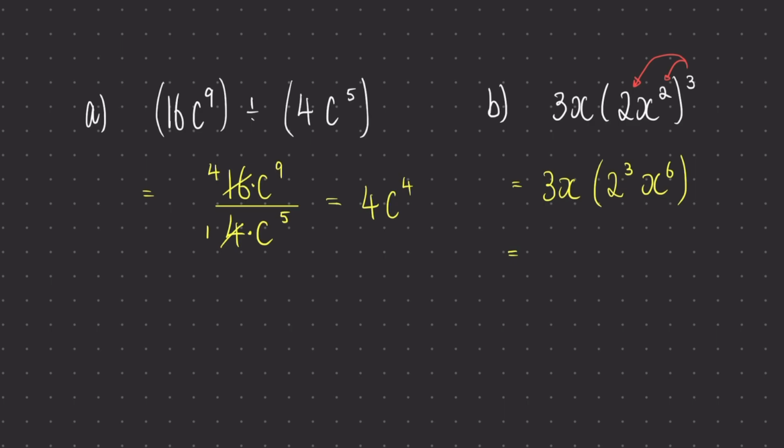So we have 2 to the power of 3 times by 3. 2 to the power of 3 is 8, times by 3 is 24. And we have x to the power of 1 times by x to the power of 6. 1 plus 6, using the multiplication rule, is x to the power of 7.